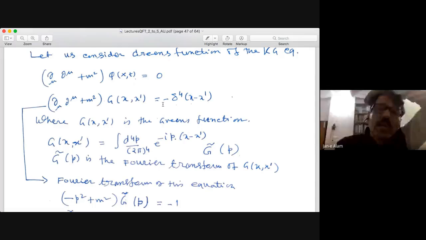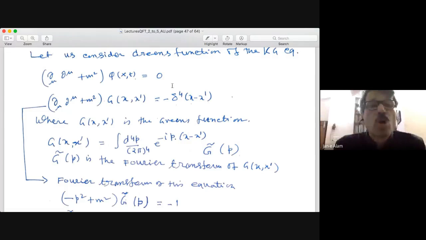What I will do again is solve this equation in momentum space. So I'll take the Fourier transform of this equation. Now, the Fourier transform of the Dirac delta function is always 1. That we know. If I take the 1, its inverse Fourier transform will be the Dirac delta function. And let me consider the Fourier transform of this Green's function G as G tilde, which is a function of p. And this is the definition of the Fourier transform.